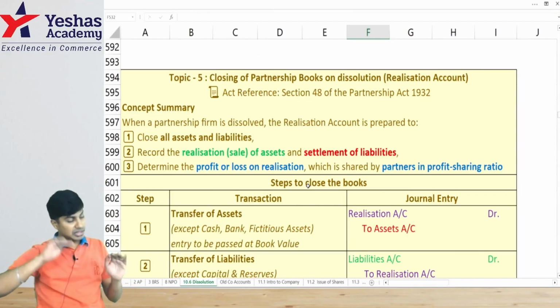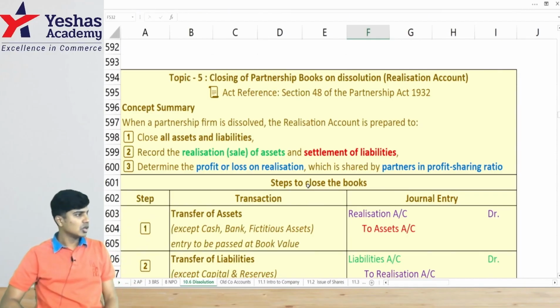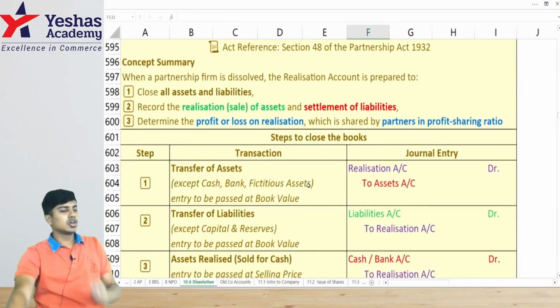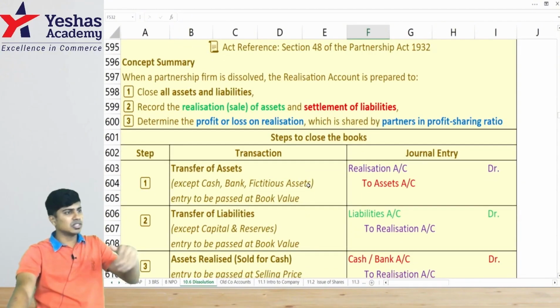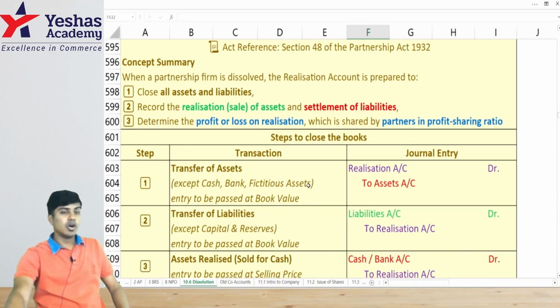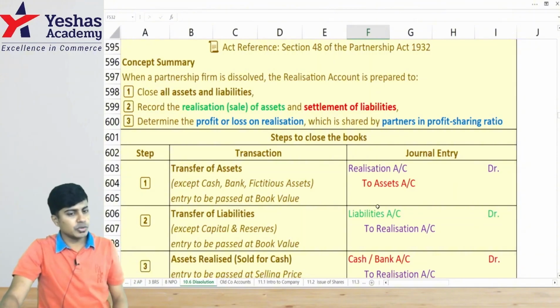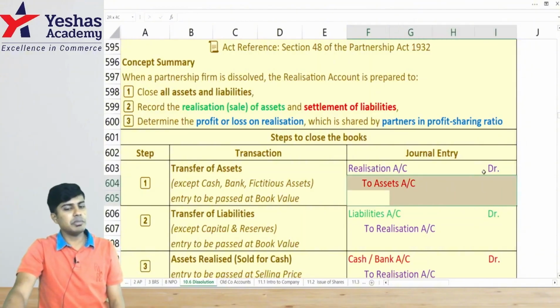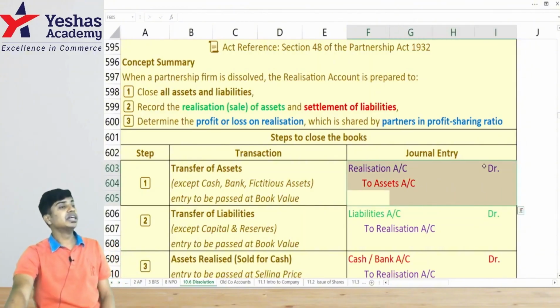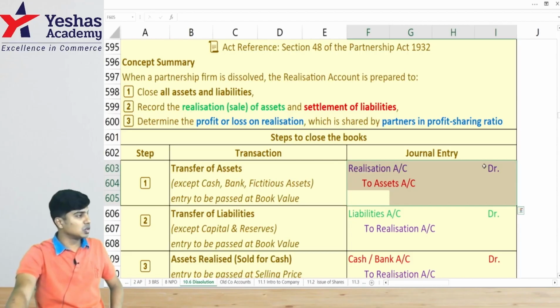Same thing, but in this topic we are learning accounting entries. What to do in the beginning? First, close all the asset and liability accounts by transferring them to realization. How do you close it? Assets will usually have a debit balance. If you have to close it, you would have to credit the asset. Debit will be realization. Entry will be realization account debit to asset.